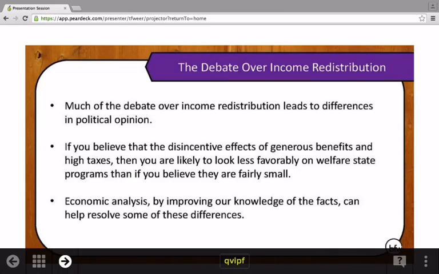So much of the debate over income redistribution leads to differences in political opinion. If you believe in the disincentive effects of generous benefits and high taxes, then you are likely to look less favorably on welfare state programs than if you believe they are fairly small. Some of the political controversy over the welfare state involves differences in opinion about the trade-offs we have just discussed. Economic analysis, however, by improving our knowledge of the facts, can help resolve some of these differences. To an important extent, however, differences of opinion on income redistribution reflect differences in our values and differences in our philosophies. And those are differences that economics cannot resolve.